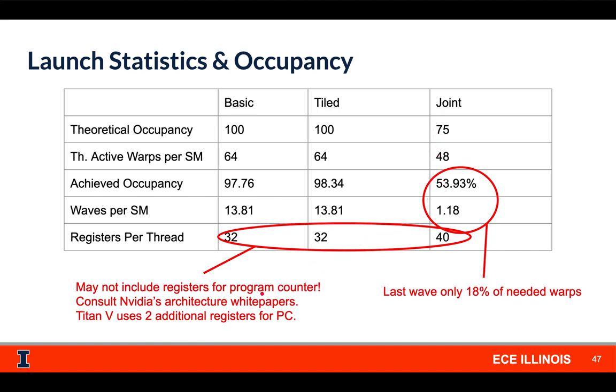But one thing I want to point out to you is that this number of registers per thread is actually a lie. On our hardware, the kernel will actually use 2 additional registers per thread to store the program counter. So actually we're using 42 registers, 34 registers, and 34 registers per thread. The Nvidia architectural white papers will usually put this in as a footnote somewhere, so it's kind of difficult to track down, but just something to keep in mind.